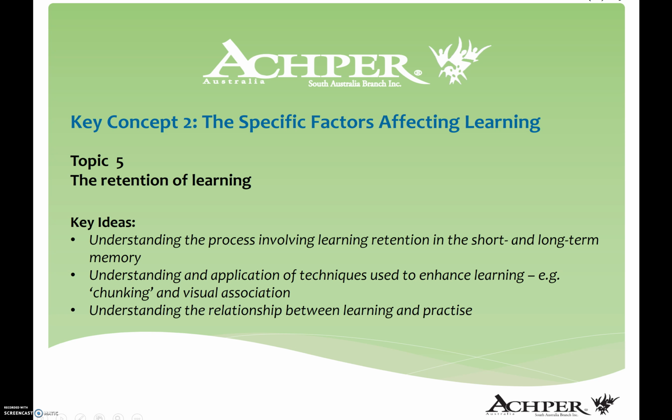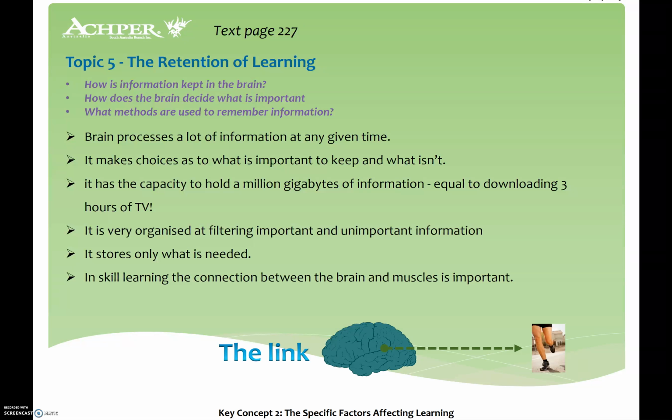The next part is retention of learning. So the understanding of the process involved in retention of learning, short-term memory, understand the application of techniques to enhance learning, so chunking and visual association, and understand the relationships between learning and practice. So retention of learning, how is that information kept? How does the brain decide what's important? What method is used to remember information?